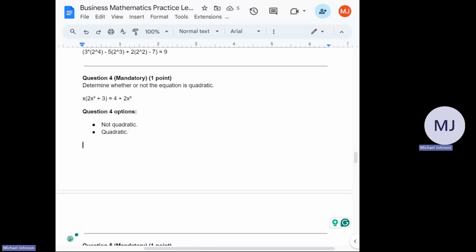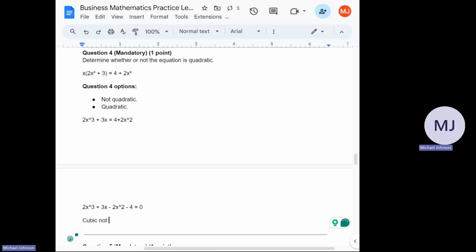Inside, we have to multiply x by 2x squared and x by 3, and we get 2x cubed plus 3x equals 4 plus 2x squared. We want to bring everything over to one side. 2x cubed plus 3x minus 2x squared minus 4 equals 0. So it's cubic, not quadratic.